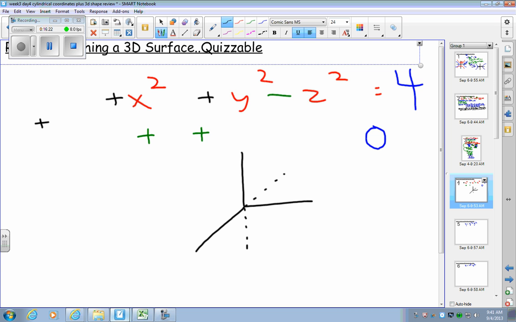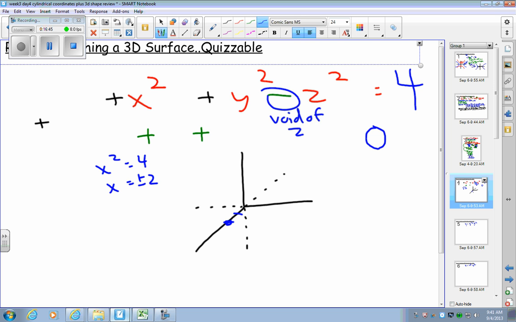Okay, I'm setting this up. Let's see, who is the negative? The negative is the z guy, so you're void of z. If you set the y and the z equal to 0, you would have x squared equals 4. So x equals plus or minus 2.